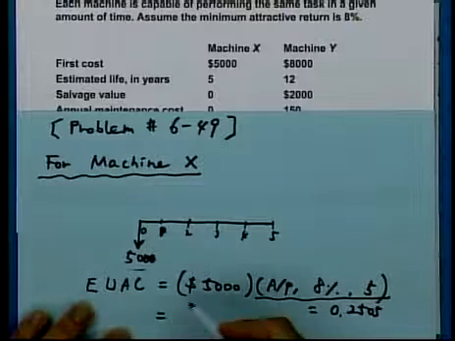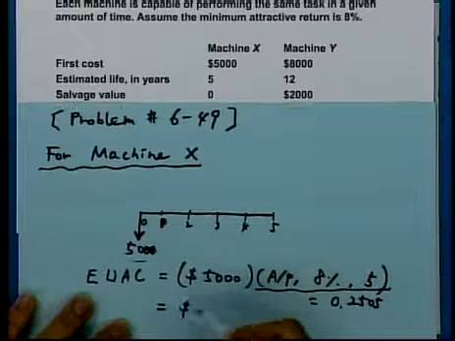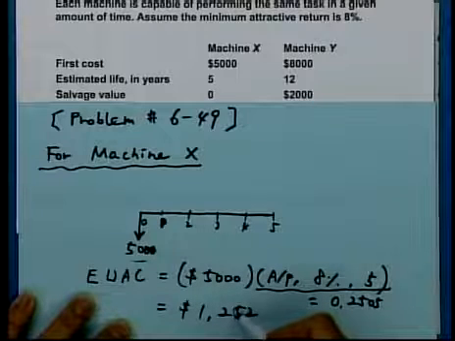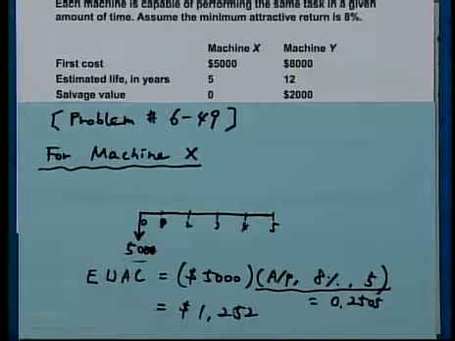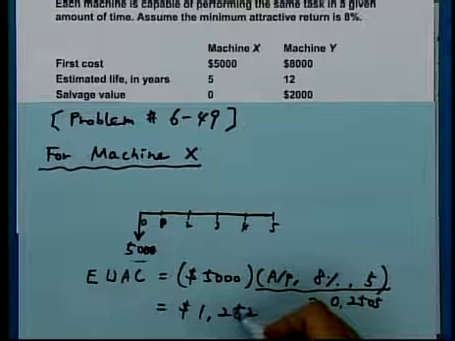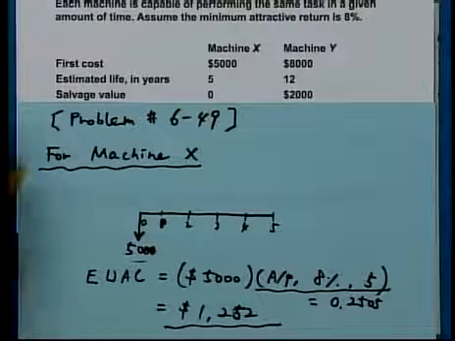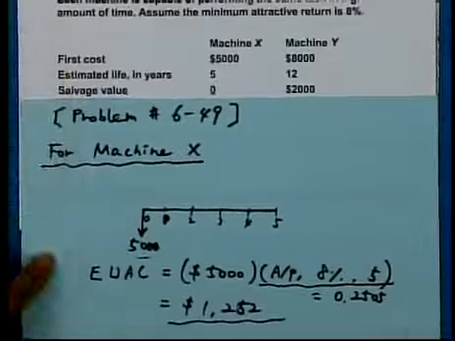Okay, so this is $1,252. That is the equivalent uniform annual cost for machine X.